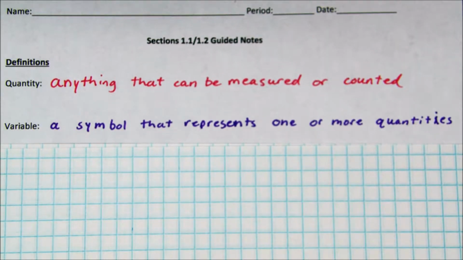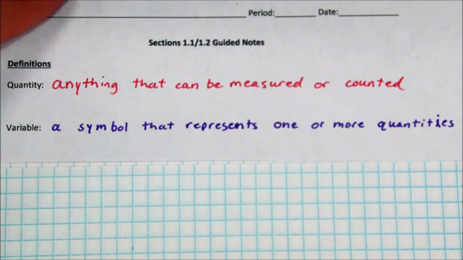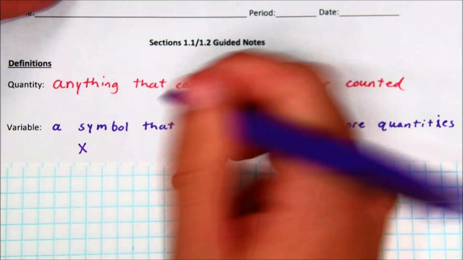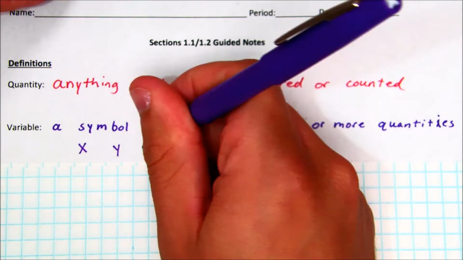Now, typically, a variable is a letter that could be an English letter or it could be a Greek letter. So we could be using X, we could use Y, or you could even use a smiley face if you really wanted to, but it gets kind of messy. So let's stick with letters.